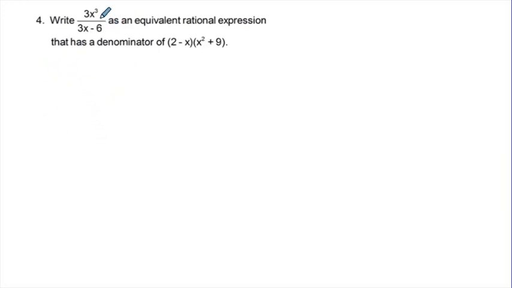Now, number 4, we have write 3x cubed over 3x minus 6 as an equivalent rational expression that has a denominator of quantity 2 minus x times quantity x squared plus 9. So let's go ahead and rewrite this original expression 3x cubed over 3x minus 6. But before I do that, let me go ahead and take this 3x minus 6 and see if that is factorable. Well, that's going to be 3 times quantity x minus 2.